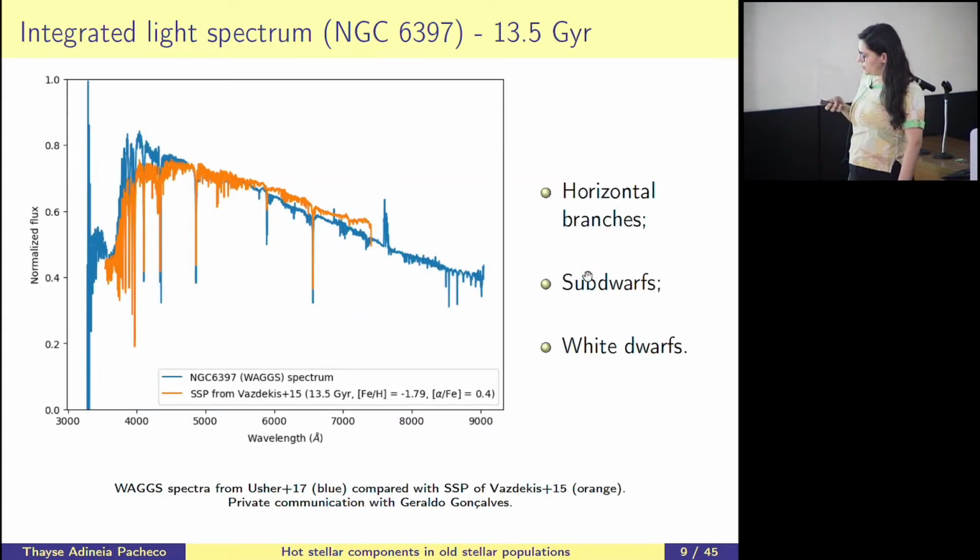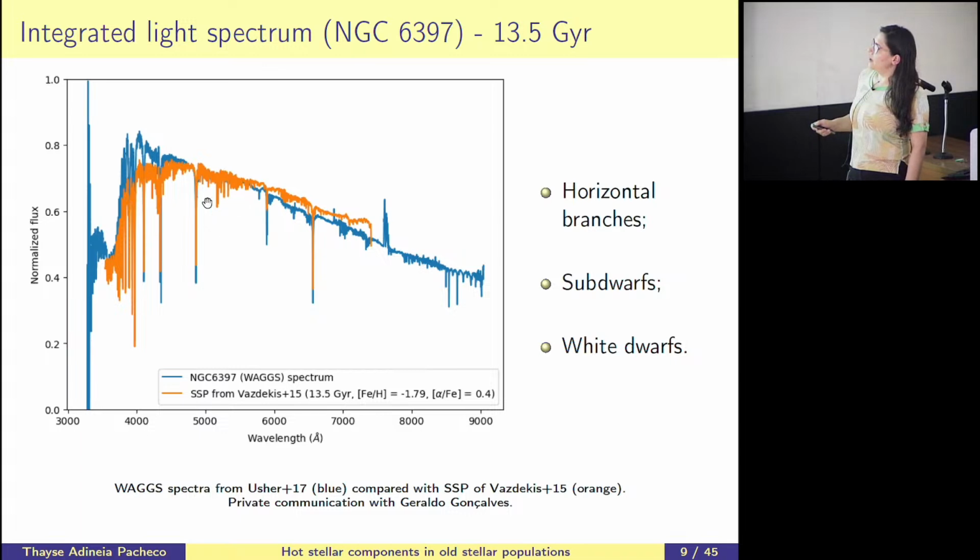And here is another example. It's the same spectrum, the same WAGS spectra of NGC 6397, and we know that these globular clusters are 13.5 gigayears old, but when we try to fit a simple stellar population of this age, it doesn't fit well.